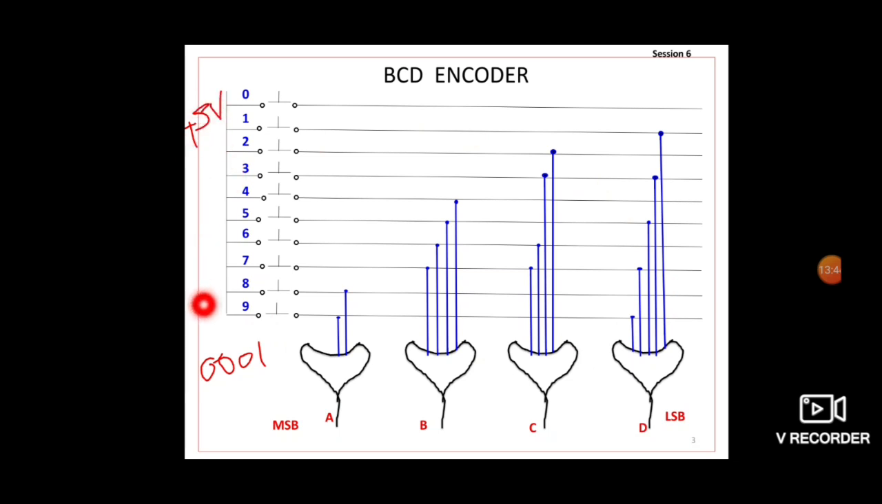First, 10 switches are drawn. Okay, 4 OR gates, because BCD means binary coded decimal. Each decimal number is written as its equivalent 4-bit binary number. So here 4 OR gates are connected. When 1 is pressed, then only the first OR gate is connected. When 2 is pressed, then the second OR gate is connected. Okay, like this. Understood?